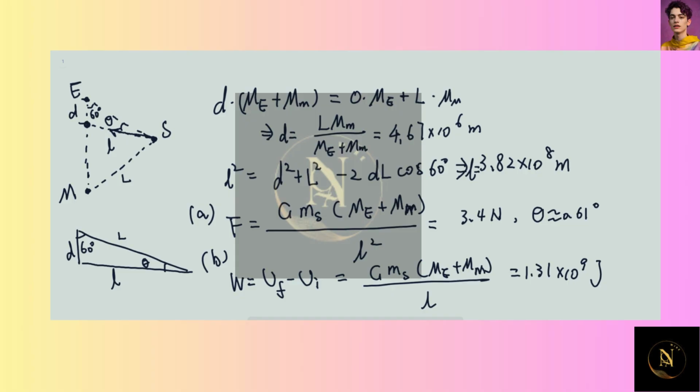For question B, we need to move the satellite to some infinite point. At the infinite point, the final potential is 0, and the initial potential is the potential we have when the satellite is here, right? So the work is the final potential minus the initial potential. So basically it's negative the initial potential, which is G times the mass of the satellite times the total mass of Earth and the moon divided by small l, and the value is 1.31 times 10 to the 9 joules.